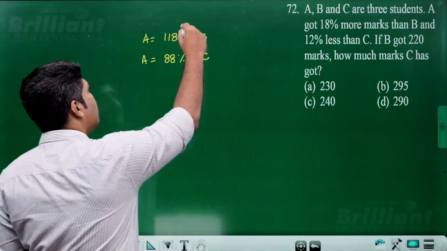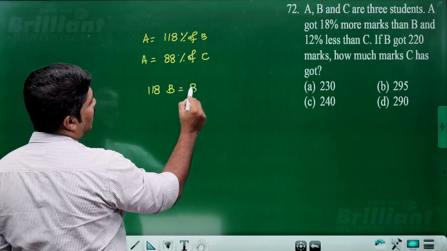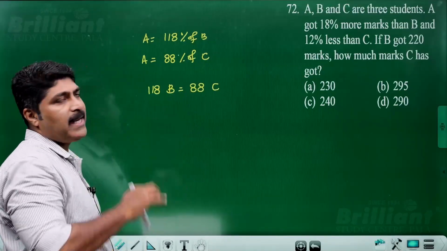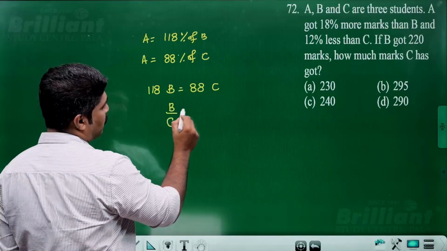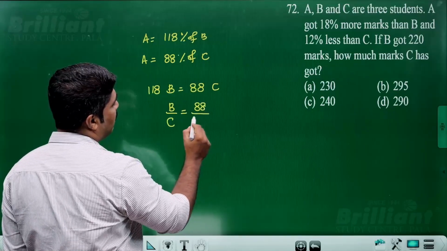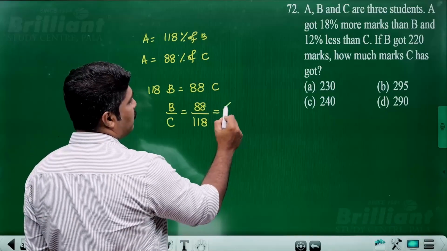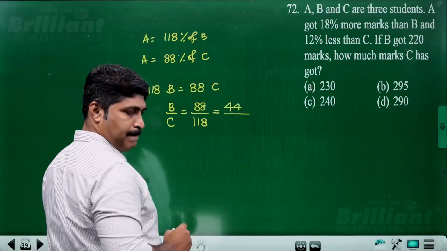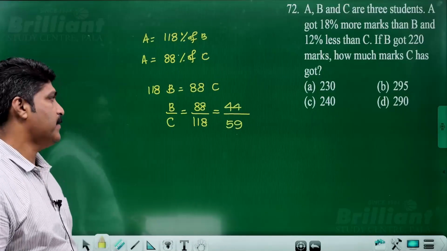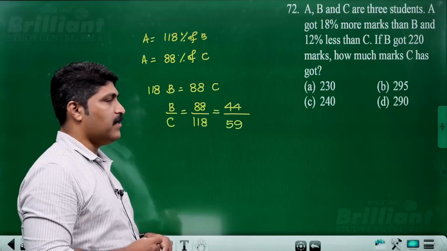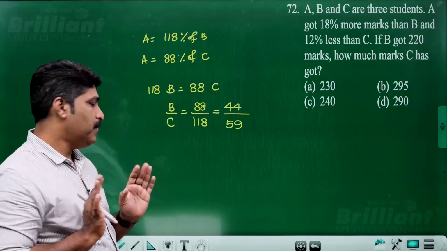Now we got these two values: 118% of B is the same as 88% of C. You can avoid percent of from both places because we are going to frame a ratio here. This is 88 by 118. We can simplify these two values by 2, that is 44 by 59. Clear? Yes. So then we are connecting it. So B is to C, we got 44 is to 59.